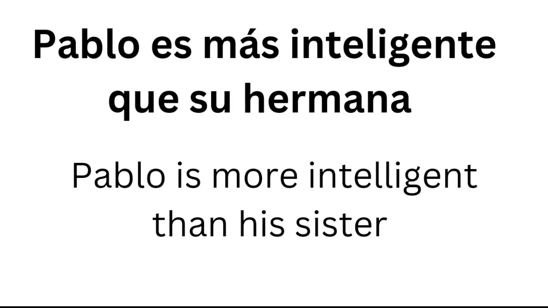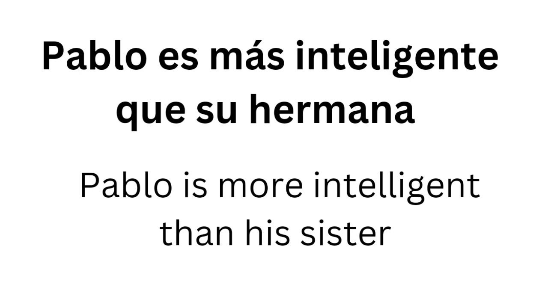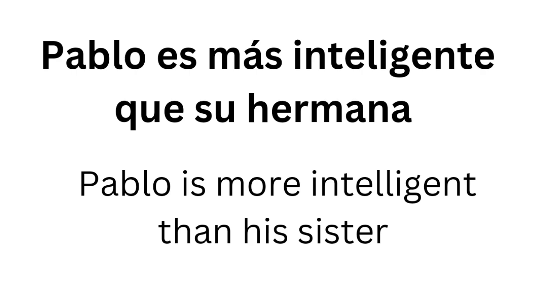So Pablo es. In this case, we want to say he's more intelligent. So we say Pablo es más. And again, because we're talking about intelligence, intelligence is a personality trait. Okay, so we use the verb ser. So Pablo es más inteligente. We then say que, so more intelligent than. And then we finish off the sentence by using what we're comparing Pablo's intelligence to. In this case, we're comparing his intelligence to his sister's. So Pablo es más inteligente que su hermana.